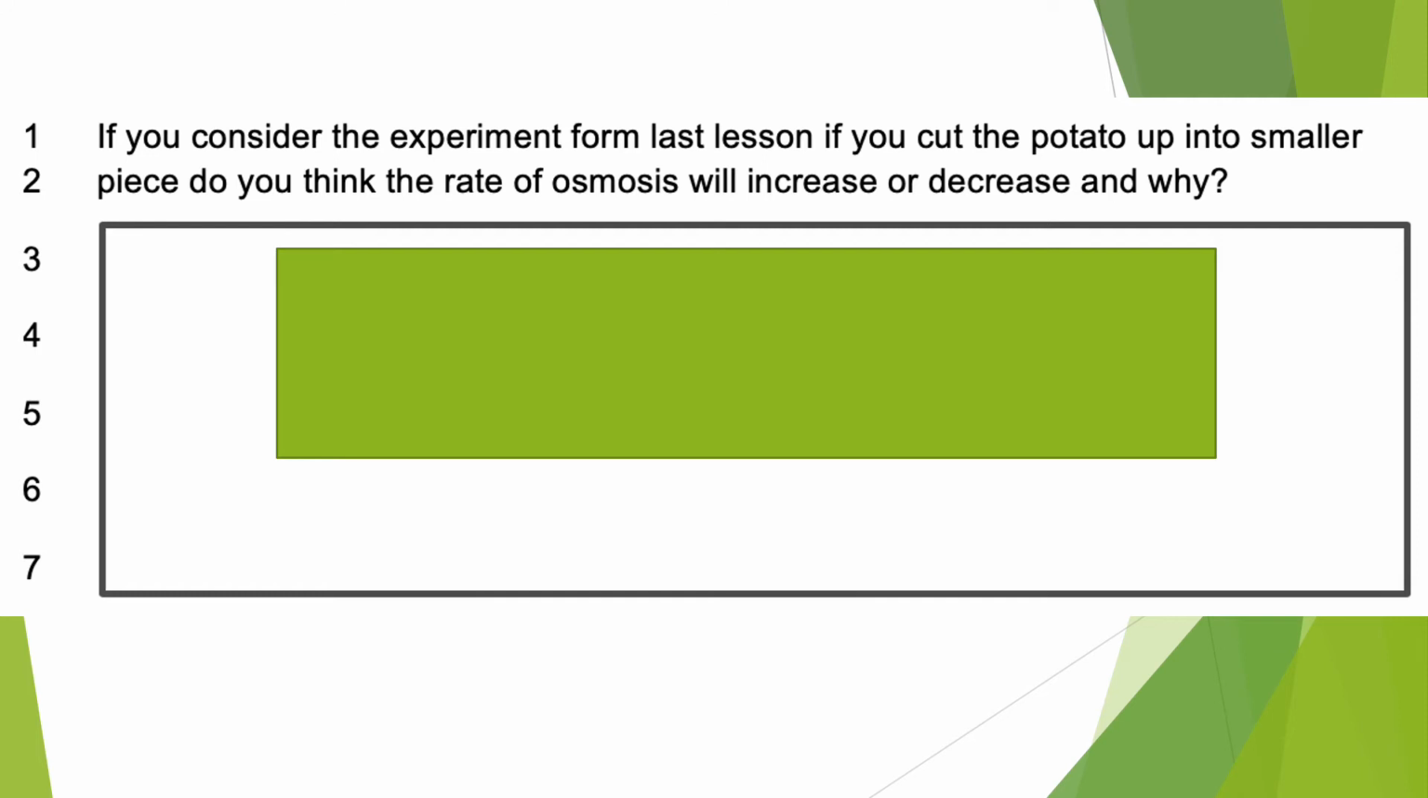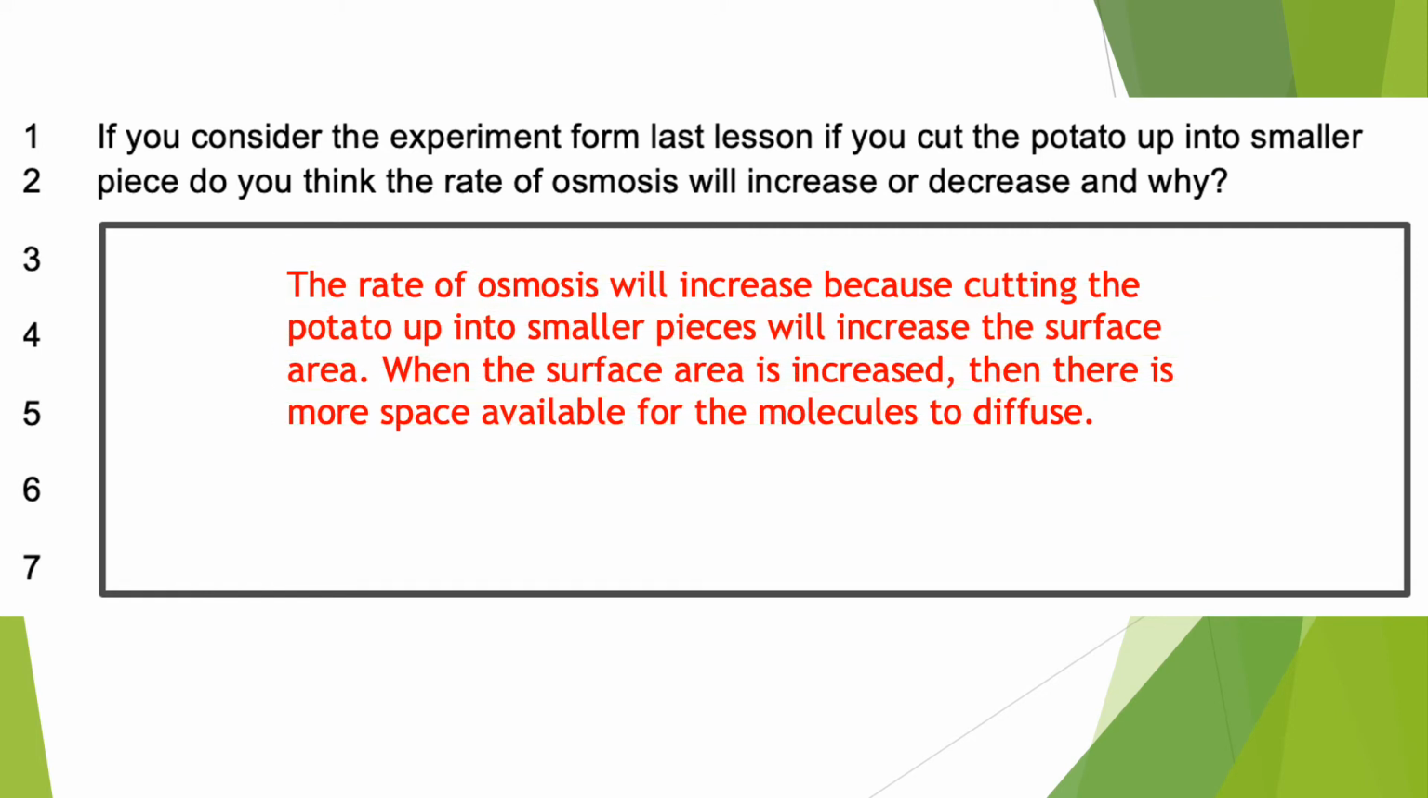All right, so even if you don't have the exact same words I do, don't worry about it, as long as you have the gist of what I'm trying to write. So, the rate of osmosis will increase because cutting the potato up into smaller pieces will increase the surface area. When the surface area is increased, then there's more space available for the molecules to diffuse. All right, very simple. Now, you don't need to go into detail about this, but that's essentially what it is. And I'm going to show you through maths that cutting up something will increase the surface area, okay?